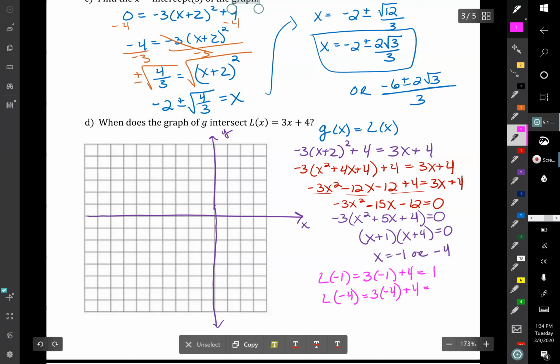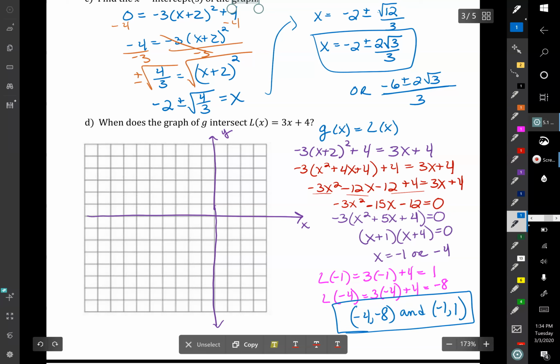So then I have L of negative 4 is 3 times negative 4 plus 4. I mean, you could really just do this in your head. Negative 12 plus 4 is going to give us negative 8. So our actual answer, the points of intersection, are negative 4, negative 8, and negative 1, 1. So that's our answer. And we can look at how that lays out for our graph as well.